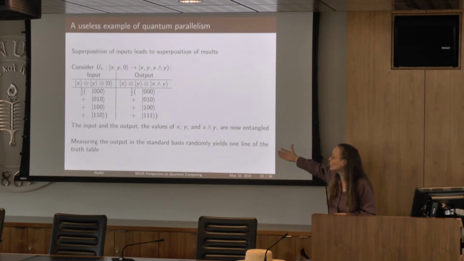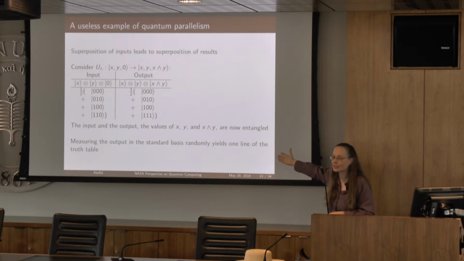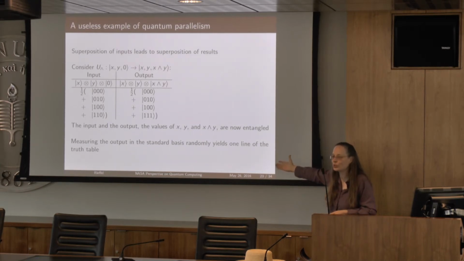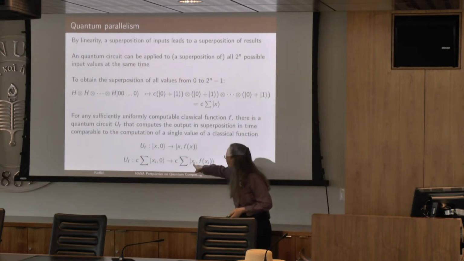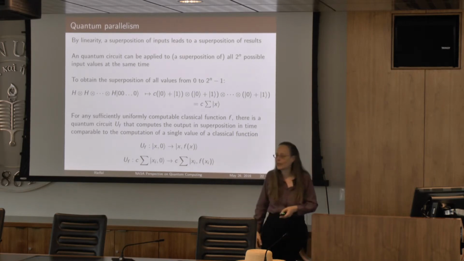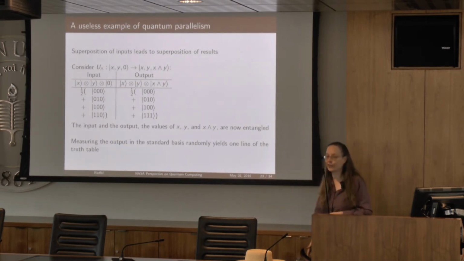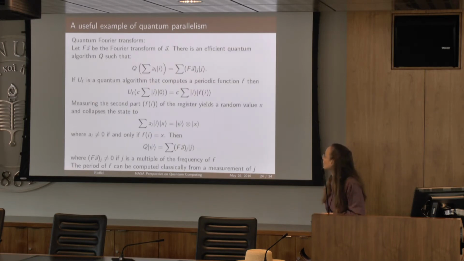If you just measure right away, this doesn't do you any good, because all you get is a random value out of a random input and a random output, and you can do that perfectly well classically. So the trick is to figure out, okay, how can we make use of this complicated superposition and actually get something we care about out? And that's what people really struggled with for a while.